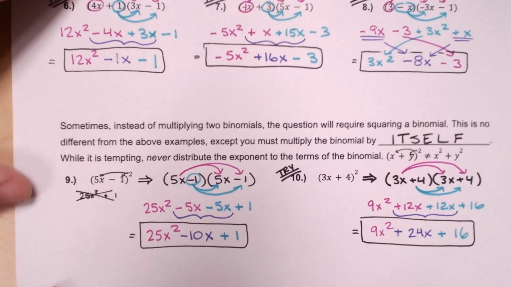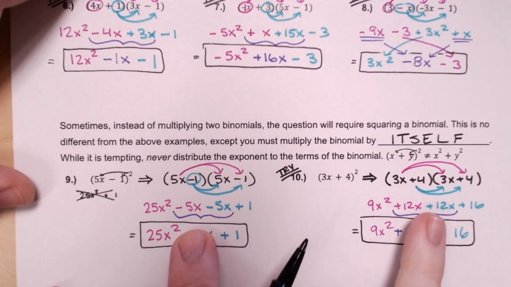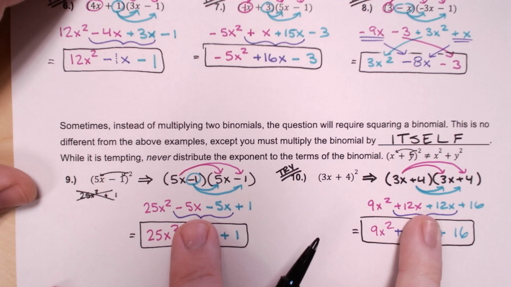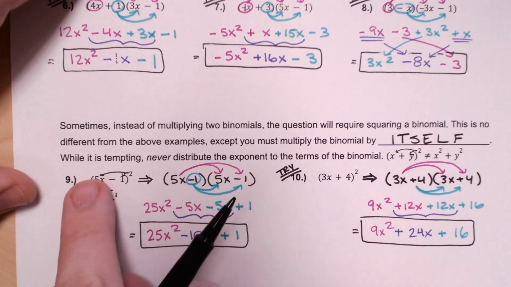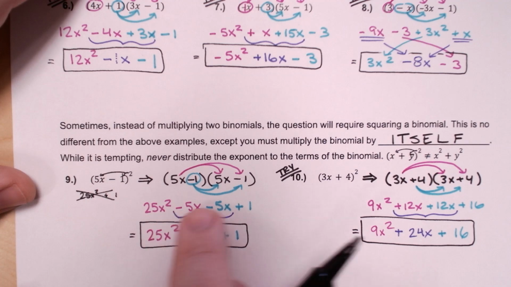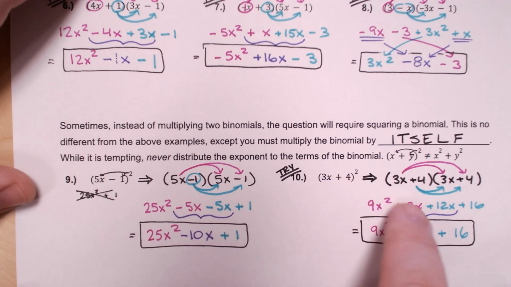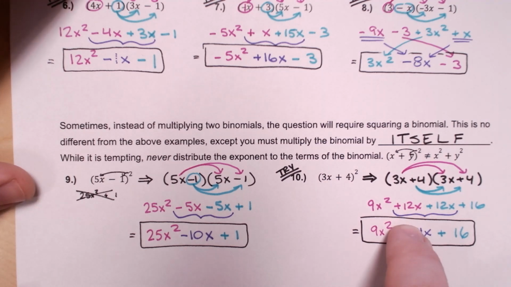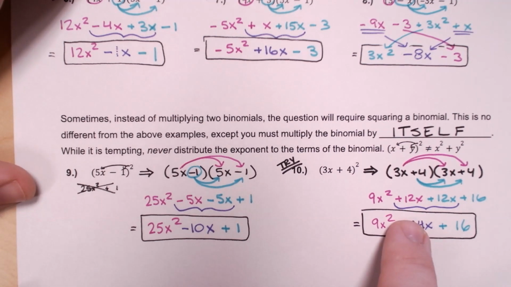Now you may notice a pattern here: both times, the middle two terms that you combined were the exact same thing. Whenever you square a binomial, that will happen every time. And if you're looking, 5 and negative 1 contribute to that negative 5. 3 and 4 contribute to that 12. There is a pattern there. I'm not going to talk too much about it just yet, but if you see it and you think you can do these a little bit quicker, go for it.